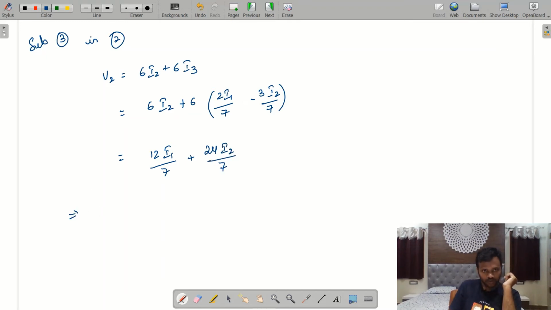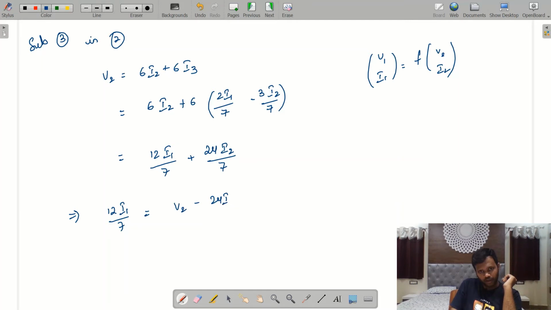Right, now we have to write V1 I1 as a function of V2 I2. So I1 I have to write on the left hand side and V2 and I2 on the right hand side. So what I will get, 12 I1 by 7 equal to V2 minus 24 I2 by 7. If you further reduce it, I1 equal to 7 V2 by 12 minus 2 I2. I will consider it as equation 4.